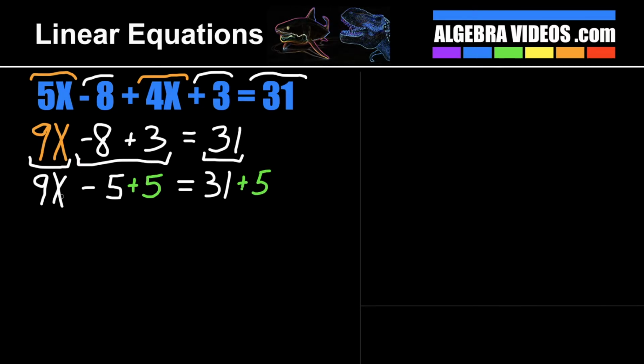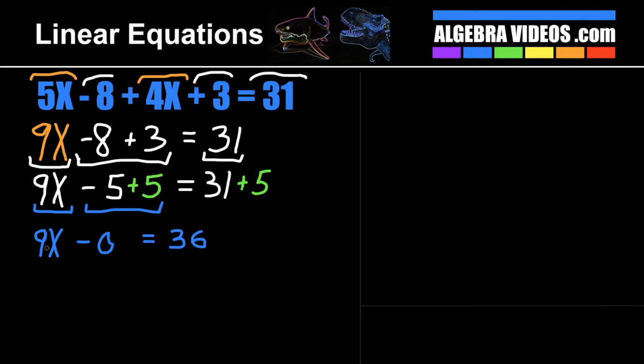Now let's rewrite this. 9x, I'm just going to bring that down. Nothing's going to change. And then for this next term, minus 5 plus 5, well, that just cancels to 0. So I could just say that's minus 0. And that equals 31 plus 5. What's 31 plus 5? 36.